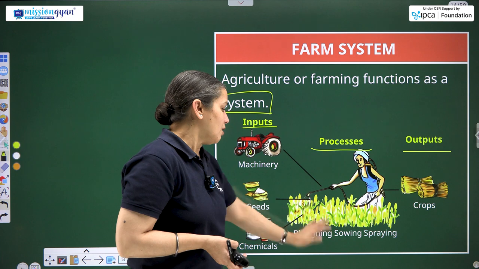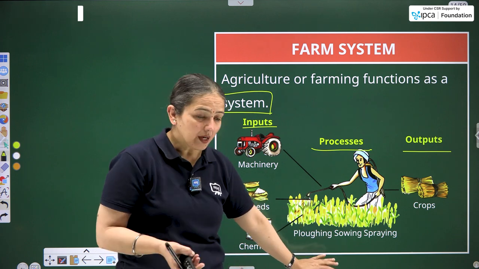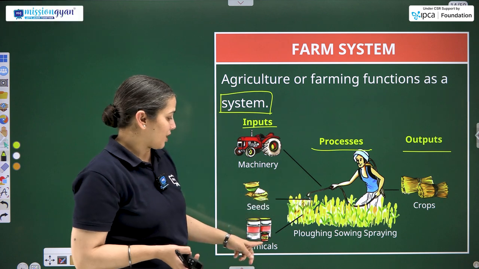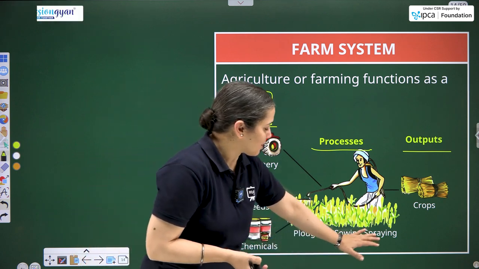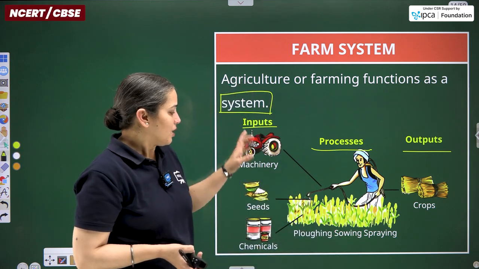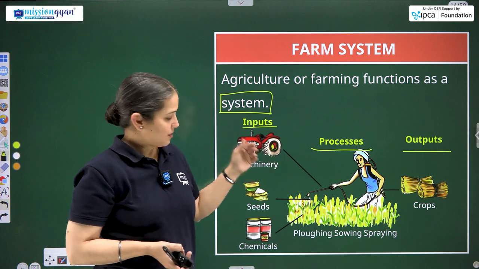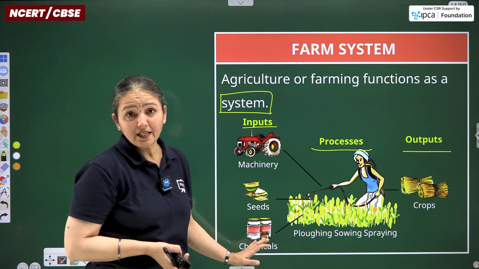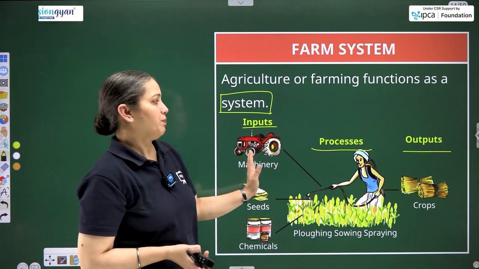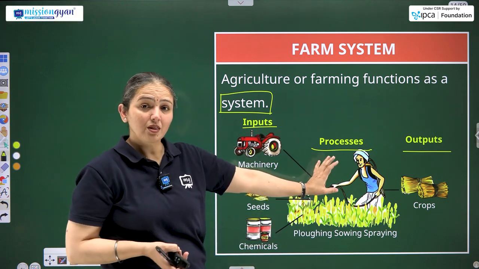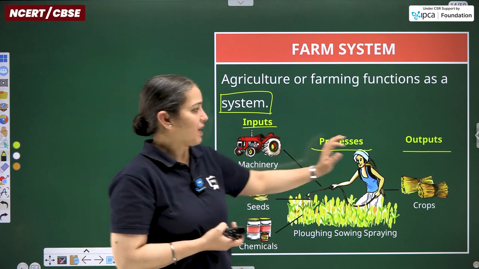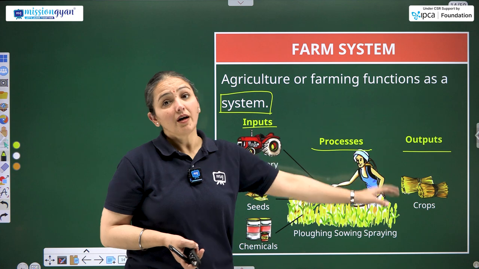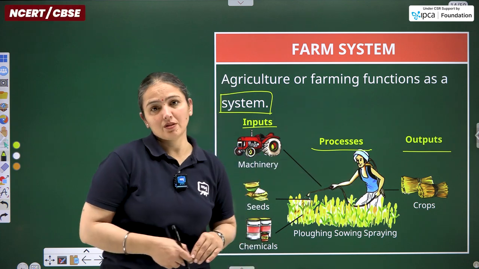Within the processing, plowing is done on the soil, then sowing of the seeds is done, and spraying is done for the chemicals. So these three terms connect straightforwardly with the inputs. Plowing is done with the help of tractors, then sowing of seeds, then spraying fertilizers and pesticides. So inputs are processed in the processing part of the farm system, and finally we obtain the crop or yield as the output of the entire farm system.